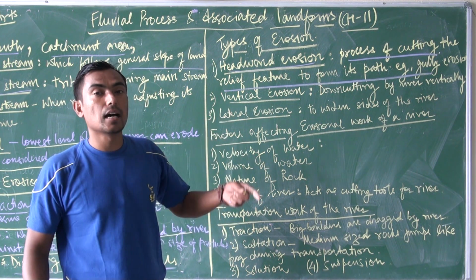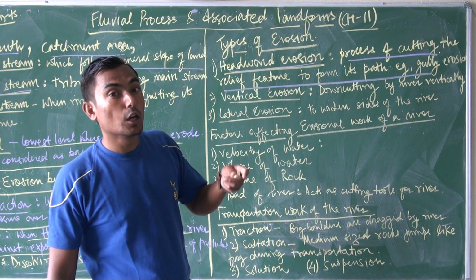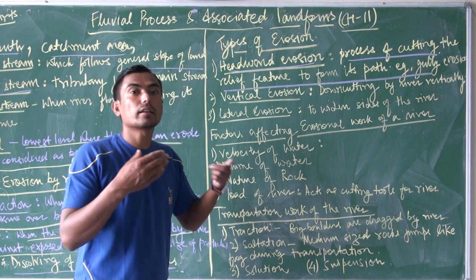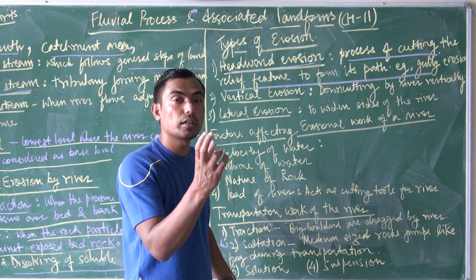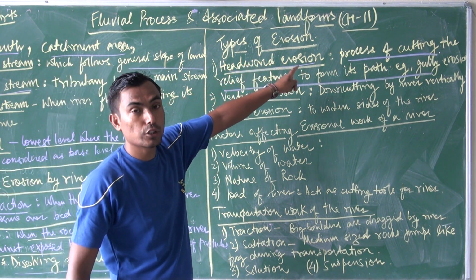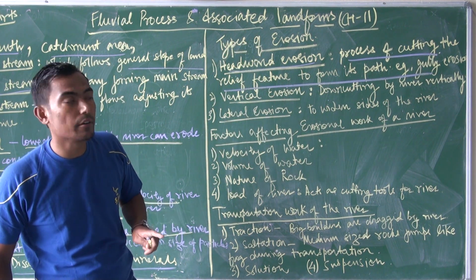One of the best examples of headward erosion is gully erosion. After the gully erosion comes into existence, if the water keeps on flowing on that eroded part of the land, it results in the formation of headward erosion and in the formation of a new course of a river.